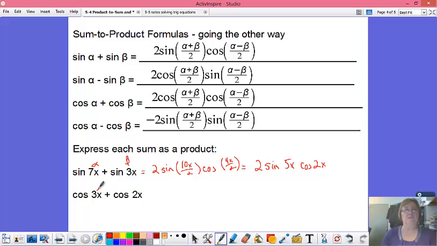Let's try the cosine plus cosine one. Here's our alpha and beta. We have 2 times the cosine of the sum of the two, so 5x over 2 times the cosine of the difference between them, so that would be x over 2. No more simplifying there, it's just a matter of substituting in. Alright.